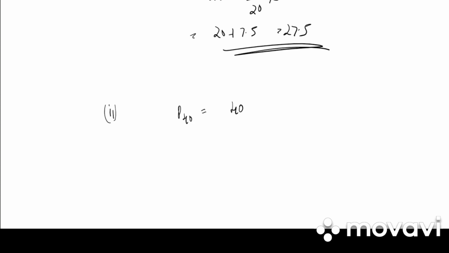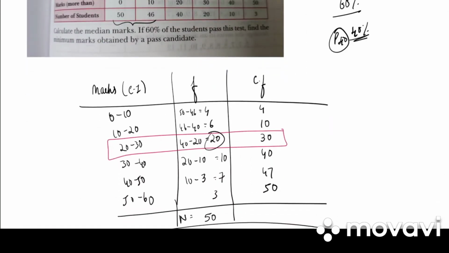So what will be P40? 40 into n divided by 100. 40 into 50 divided by 100th item. That is size of 20th item. Go to the cumulative frequency. Again, the class interval will be 20 to 30.